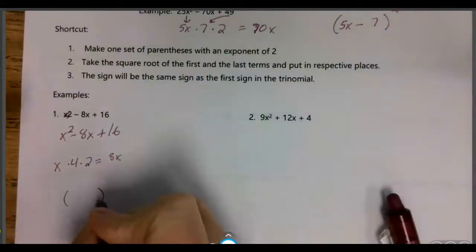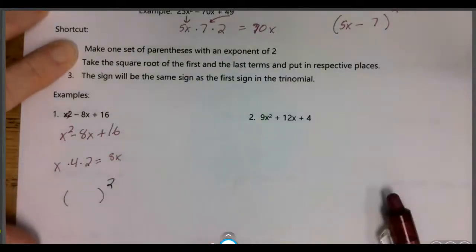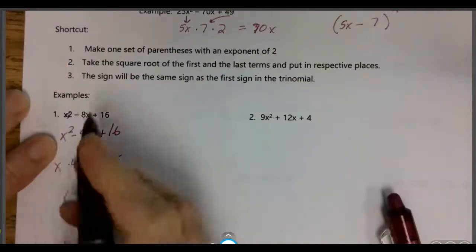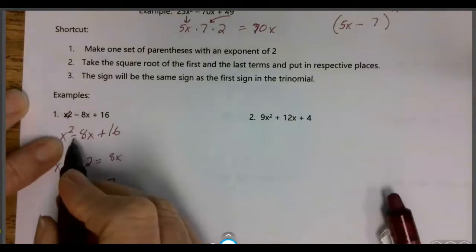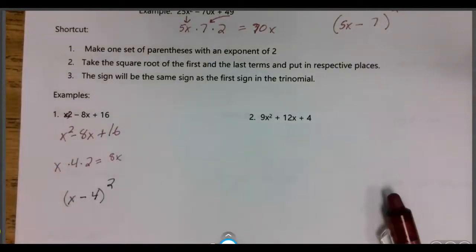I'm going to make 1 set of parentheses with an exponent of 2. Take the square root of the first term, the square root of the last term, and my sign is whatever I have there. I'm done.